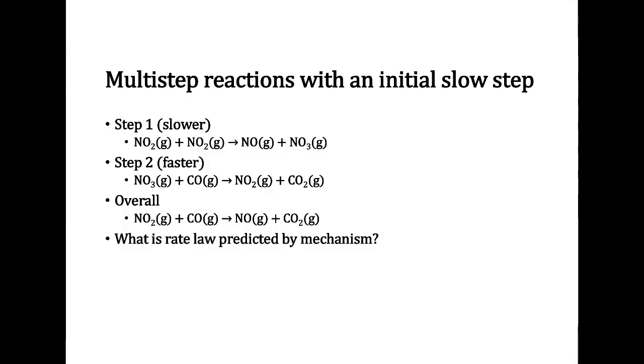So what we'll do with these rate determining steps is write our rate law based off of them. Here we have this reaction again, NO2 plus CO yields NO plus CO2. So what is the rate law predicted by this mechanism? Well, here we're going to base it off of our rate determining step. We would write rate is equal to K, our rate constant, times NO2 squared.